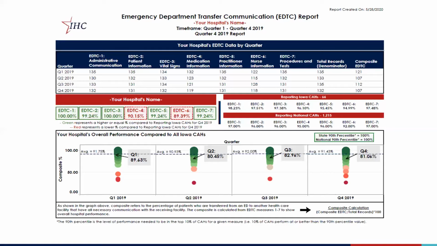The big box on the bottom is your hospital's overall performance compared to all Iowa critical access hospitals, which is looking at your composite EDTC numbers. This is listed out by Q1, 2, 3, and 4, and gives you a visual of where your hospital lies.